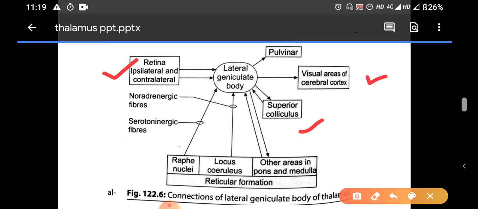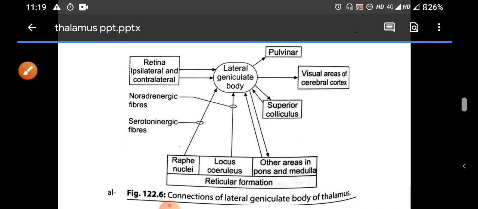Noradrenergic fibers are coming from the locus coeruleus. The serotonergic fibers are coming from the raphe nucleus. Also some fibers from the pons and the medulla relay into the lateral geniculate body. The superior colliculus also has to and fro connections. And mainly the efferents of the lateral geniculate body are the visual cortex and the pulvinar nucleus.